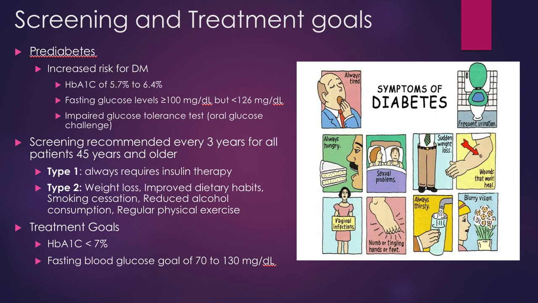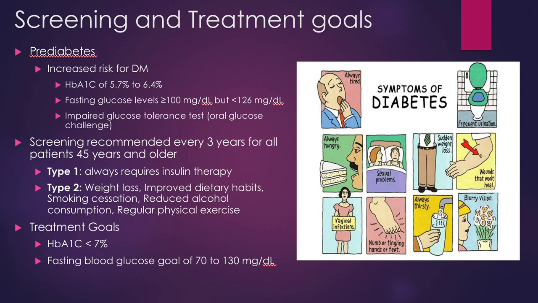When we are screening for diabetes, we are looking for people who have elevated A1C levels. That is your average blood glucose level over about 3 months. Average is between 2 months and 4 months because it's based on the life cycle of a red blood cell. And then we also would look at fasting glucose levels.